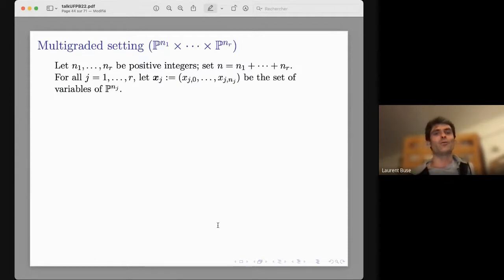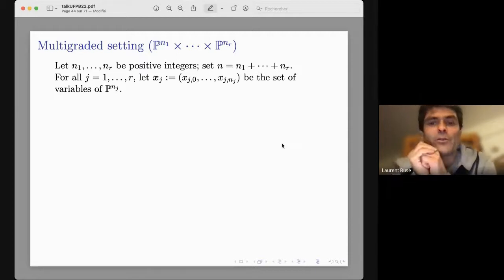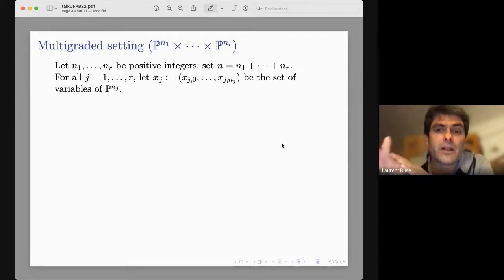And so I would like to move to the multigraded setting. How can we manage to build similar matrices in the multigraded setting? I need to introduce a little more notation because now the equations will not be homogeneous with respect to only one set of variables, but r sets of variables.